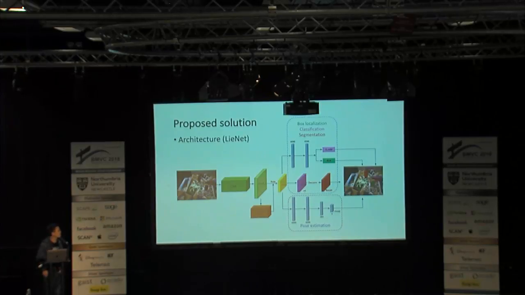So in this class, I will introduce our proposed solution, the architecture. We call it LeNet. This work was done about half a year ago. Back then, there was no official release of Mask RCNN. The first author, Tuan, in our group, implemented this code himself based on Caffe. So that enables us to add another head along with the first two heads, which do the box localization, classification, and segmentation tasks simultaneously.